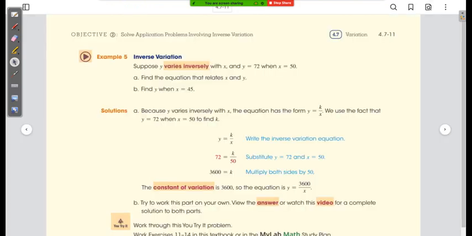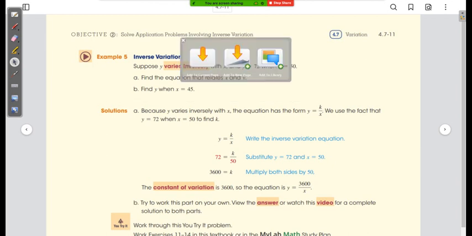All right, so let's go ahead and just do an inverse variation. We're going to keep it light, keep it simple, and do x and y's like we did at the beginning of the section. Alrighty, so here we go. So this is inverse variation. Suppose y varies inversely with x. Okay, so this tells me right away it's going to be an inverse variation, right? And then we have y is equal to 72 when x is equal to 50. So that's going to tell me how to figure out what k is.